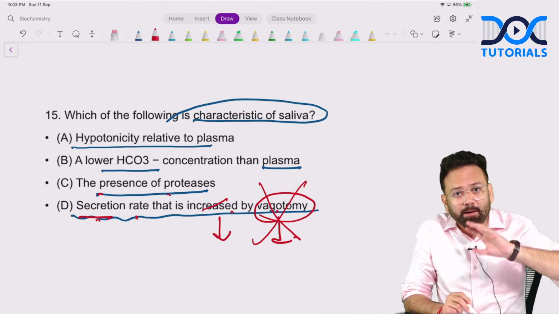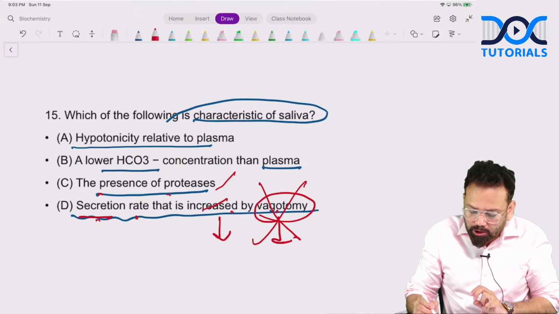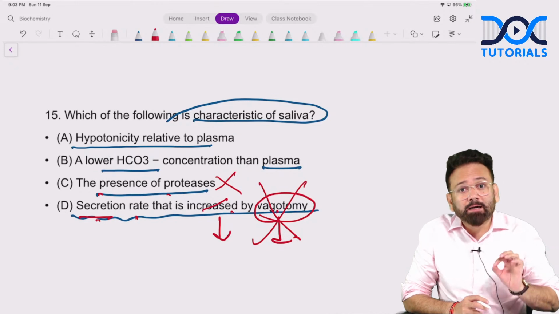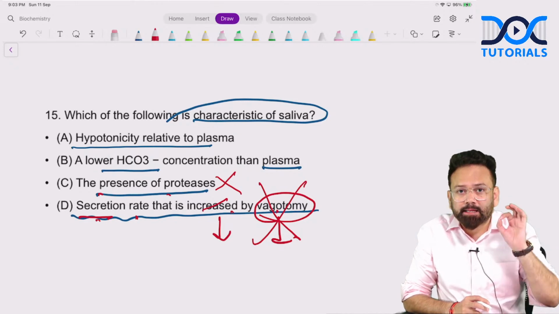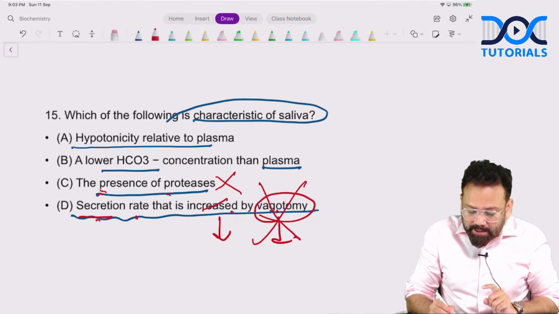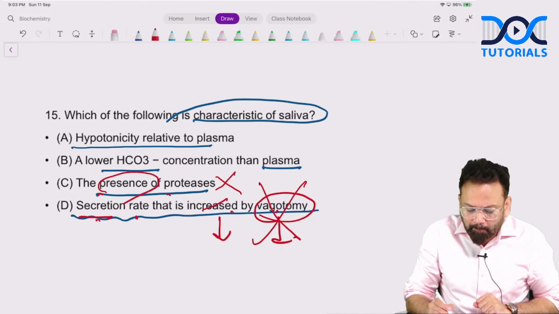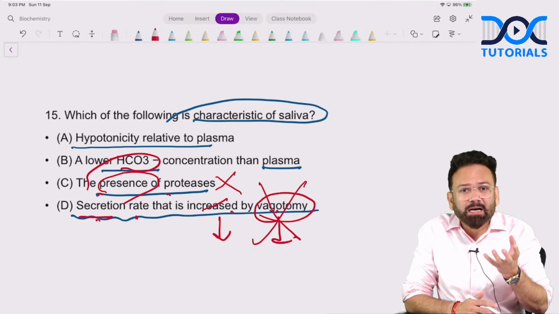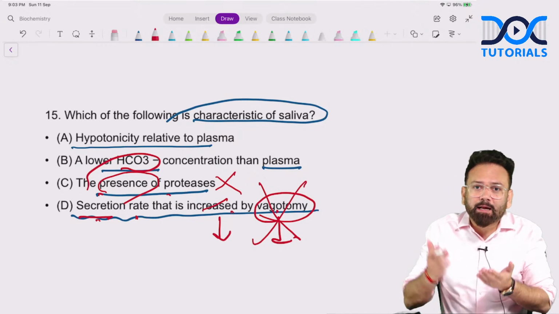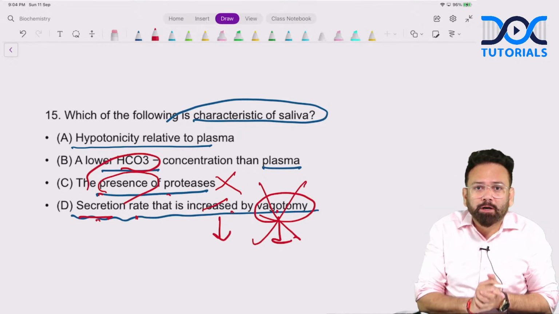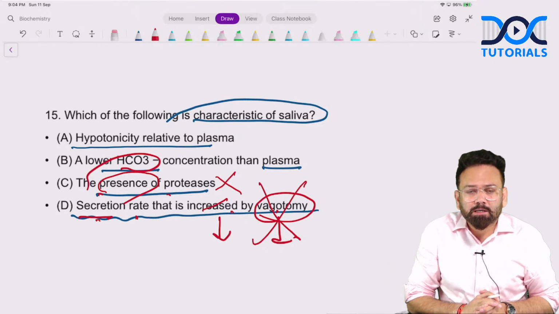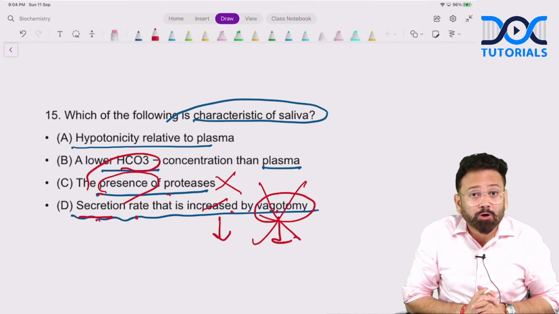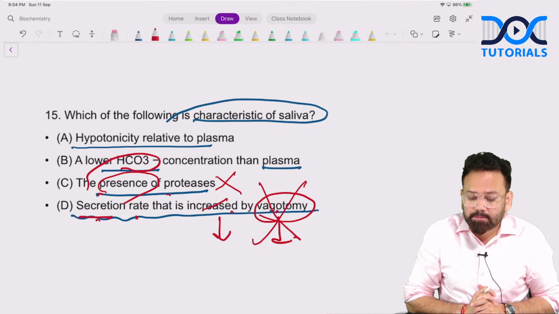Yes or no? Presence of protease. Saliva can digest carbohydrate, it can digest fat, but not protein. It is absence of protease, not presence of. Bicarbonate is more or less? We have discussed this. Bicarbonate is more. There is a lot of bicarbonate in the saliva. It acts like an antacid. When you wake up in the morning, this saliva helps like an antacid. That is why we should drink water when we wake up in the morning, even before brushing our teeth. Saliva has a lot of bicarbonate, a lot of antibodies.